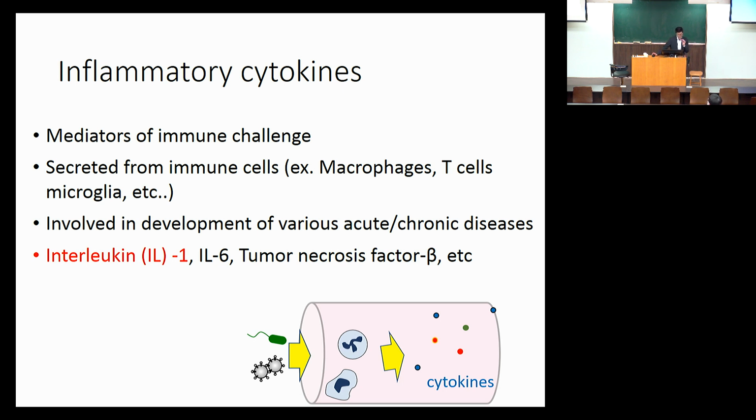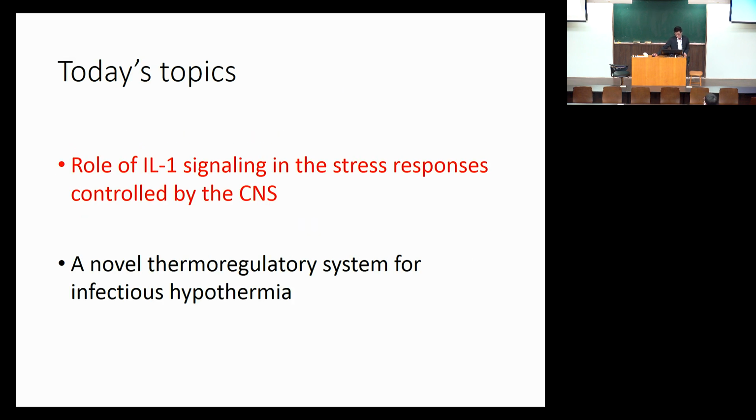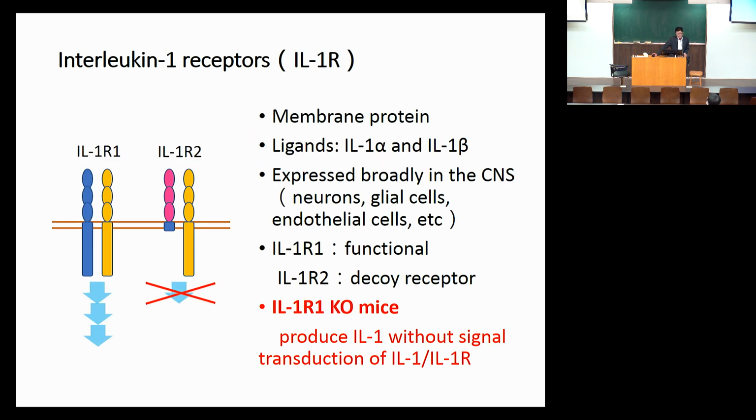Today I will pick up the first one, interleukin-1, for this talk. Interleukin-1 has two different types of receptors. One is interleukin-1 receptor type 1, and the other is type 2. Both of them are membrane proteins, and their ligands are IL-1 alpha and IL-1 beta. They are expressed broadly in your body and also broadly in your brain, the central nervous system.